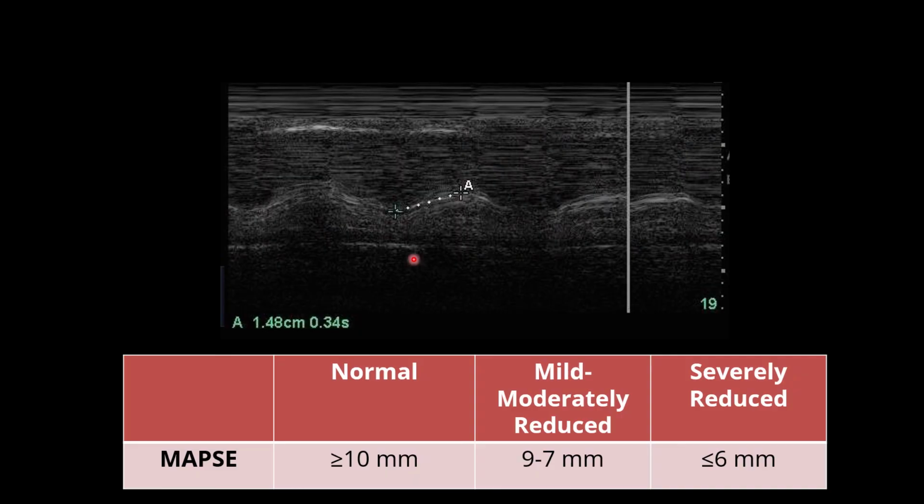Here's an M-mode image through the mitral annulus measuring MAPSE. Notice they measure from the peak to the trough here, and it doesn't matter that they're actually moving on the x-axis. What is only important is the y-axis, since x-axis is time, y-axis is distance, and you'll notice that it's 1.48, or essentially 15 millimeters, which is a normal left ventricular ejection fraction.